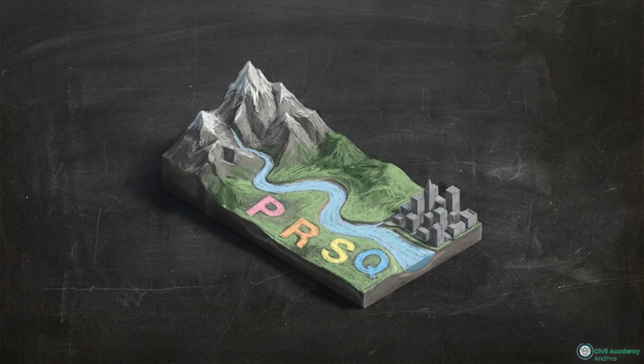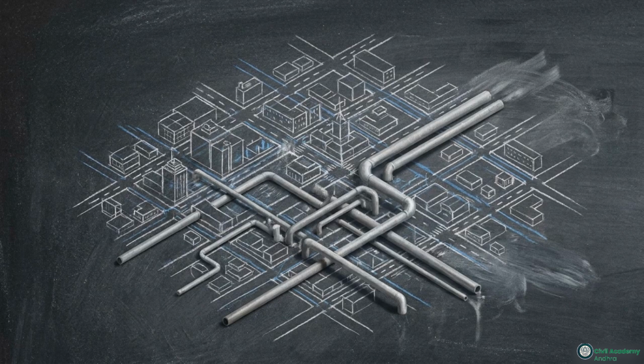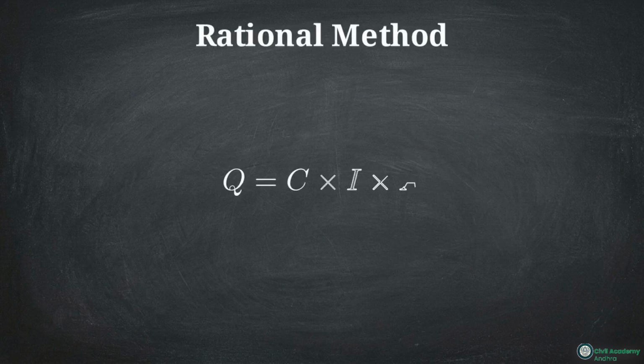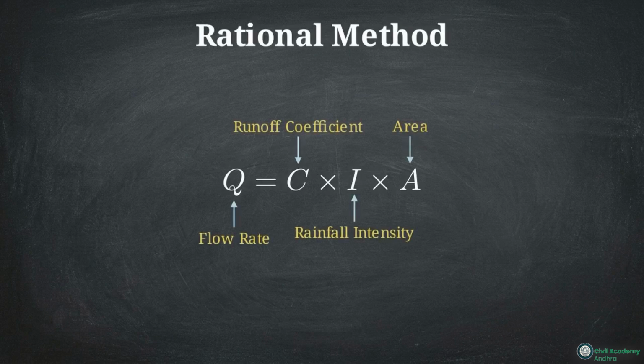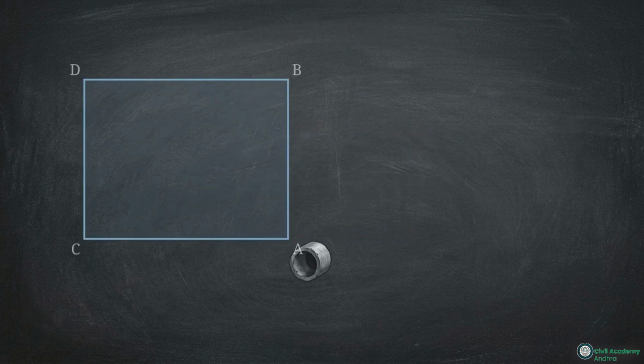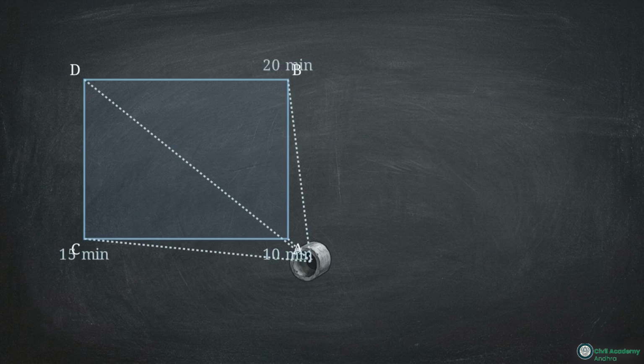Predicting natural river levels is only one part of the job. We also have to size physical infrastructure. To design a storm sewer for a specific plot of land, engineers use the rational method, where the flow rate equals the runoff coefficient times rainfall intensity times area. Consider this test scenario. We have a rectangular plot of land with an outfall drain at one corner. The water takes different amounts of time to reach the drain from each corner: 10 minutes from A, 15 from C, 20 from B, and 25 minutes from D.